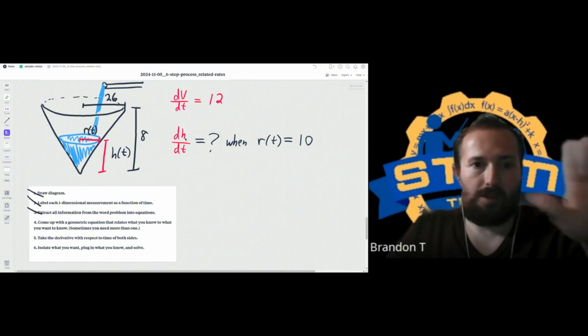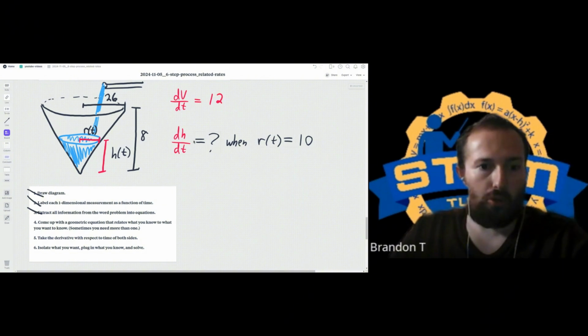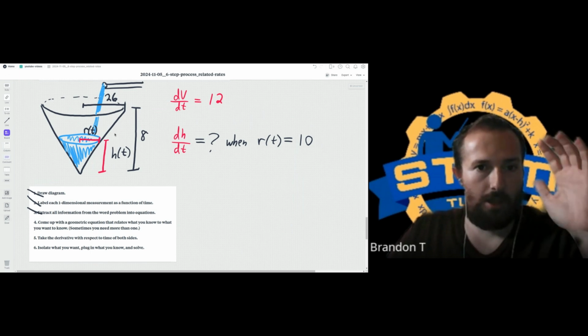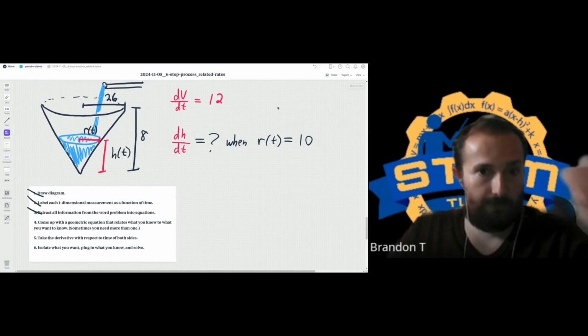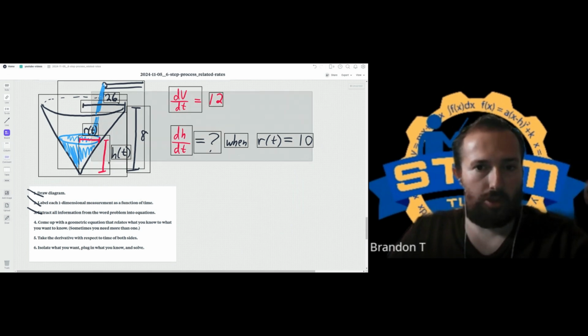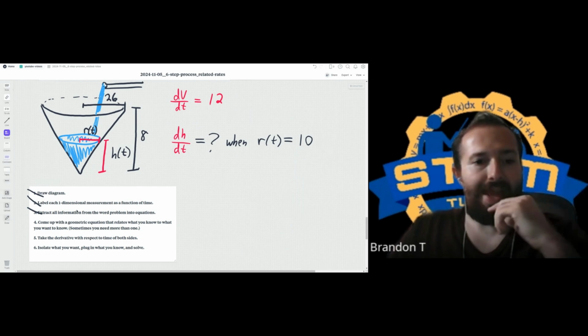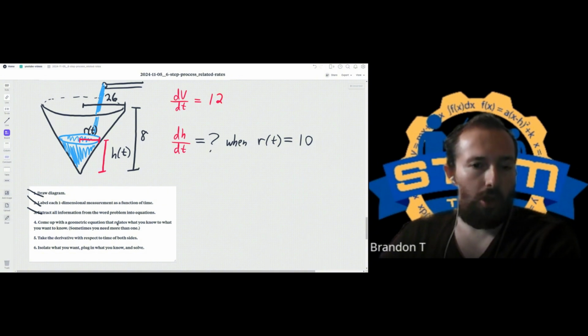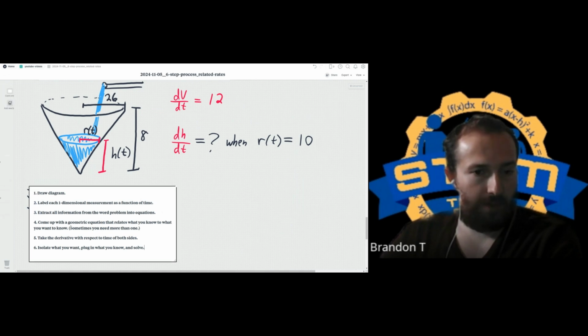When R of t equals this, it's a lot less to think about than all the words in the paragraph. So if you do step 3 right in this process, you should have a much more simplified visual representation and much clearer equations to actually use. So that's good. Now with number 4, we want to come up with a geometric equation that relates what we know. Here's all the stuff we know, and also on the diagram, relates what we know to what we want to know. And then we'll have to watch out for this.